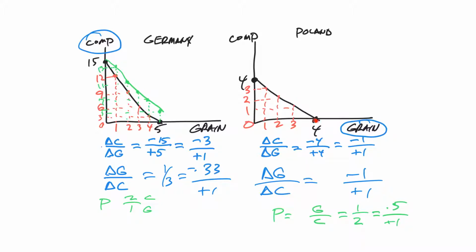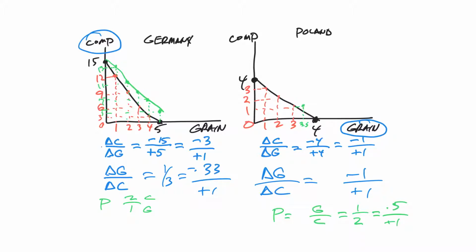So we're starting here with 4 units of grain, and Poland wants a computer. So they want to go from 0 to 1 computers. They need to trade a half a unit of grain. So they start out with 4, they go down a half, that's 3.5. So they can be right there. Okay, 3.5 and 1 unit of grain.